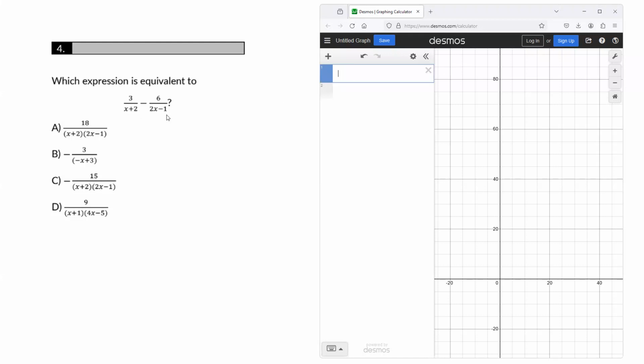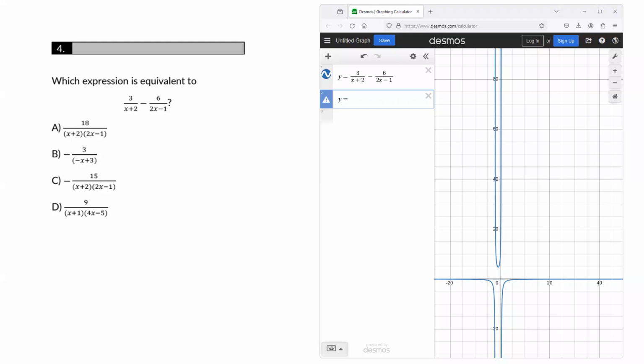What I'm going to do is I'm going to type the question with a y equals in front, as we've been doing. So y equals 3 over x plus 2 minus 6 over 2x minus 1. All right. And now I'm going to type in all 4 of the options. This is why if you know how to do it by hand, you're probably going to be a little faster that way. But if you don't, this is a good option.